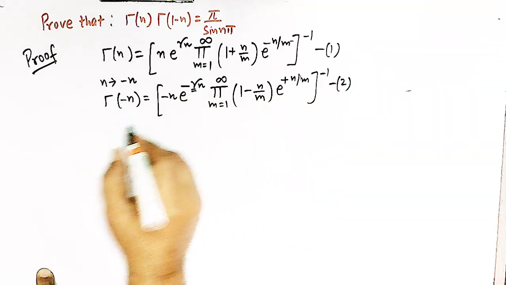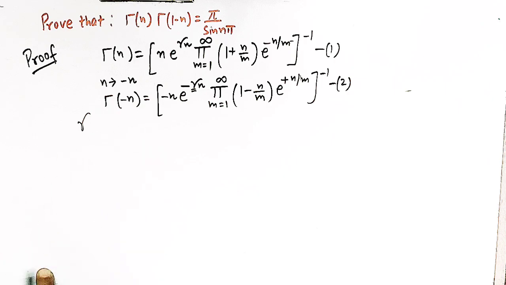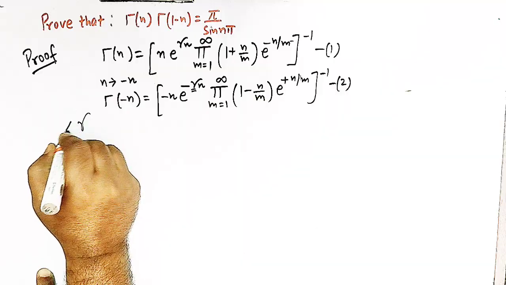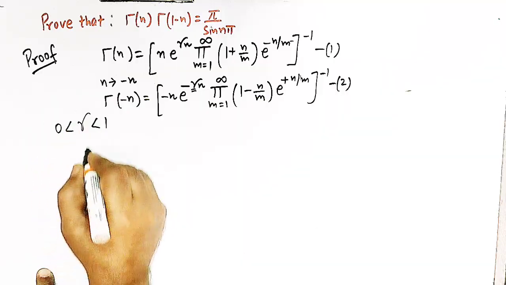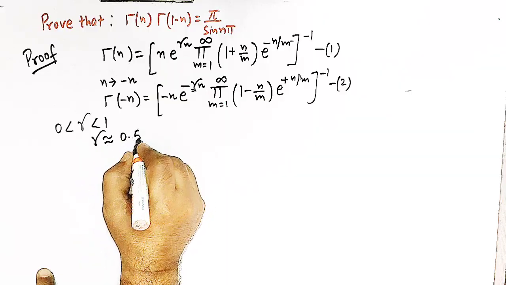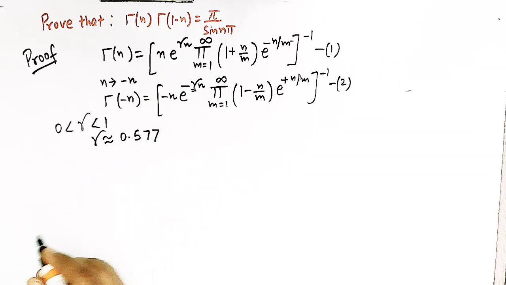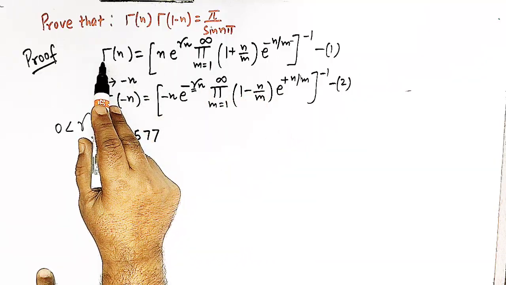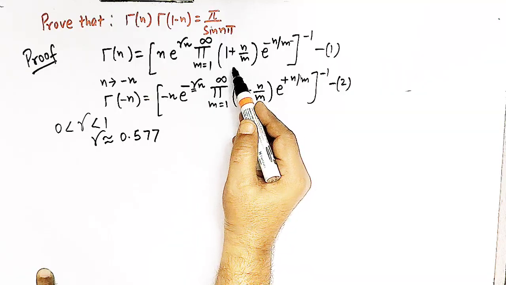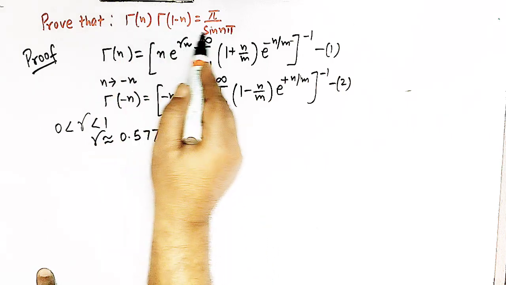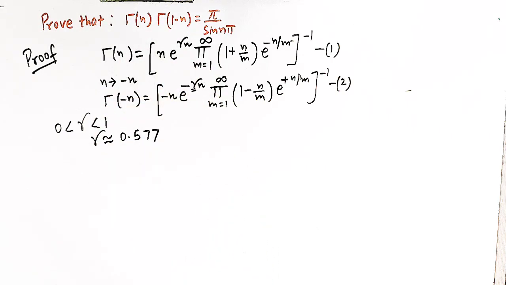And this γ is known as Euler's constant, and the value of γ lies between 0 and 1, and the approximate value of γ is 0.577. So now we'll use the definition of Γ(n) as given by Weierstrass, and the infinite product representation of the sine function to derive this Euler's reflection formula.